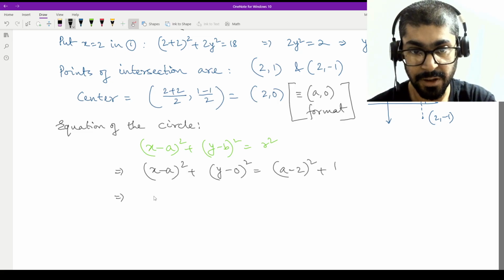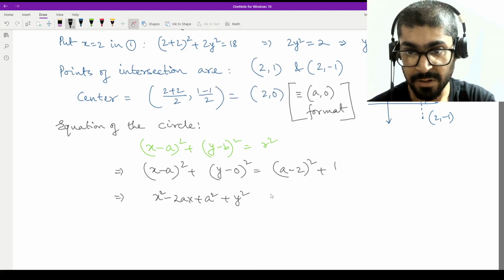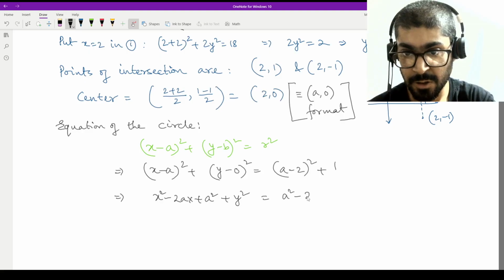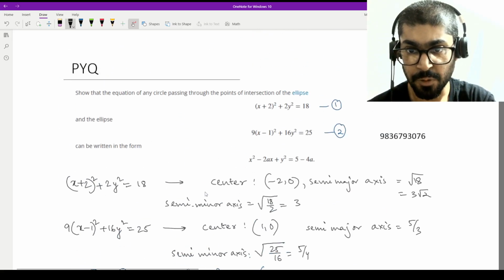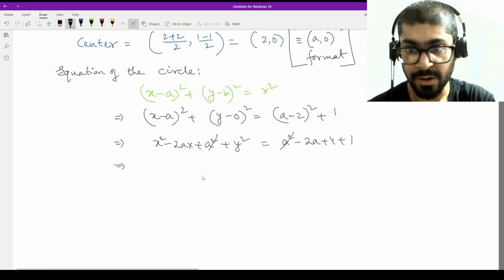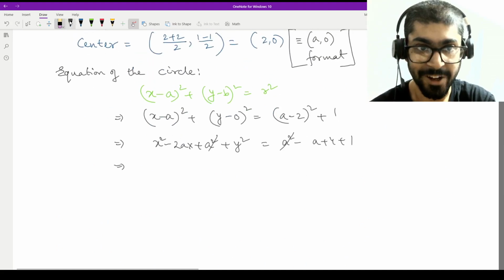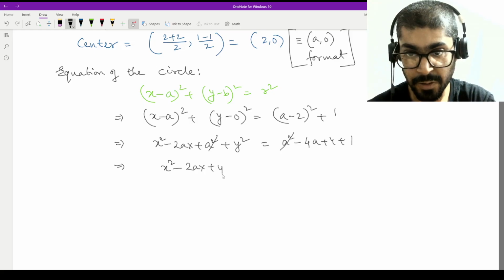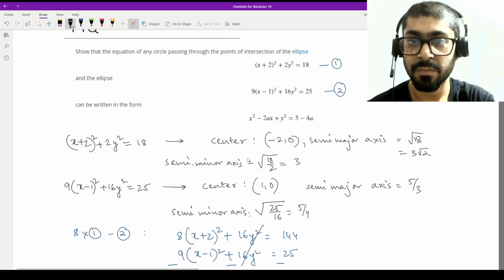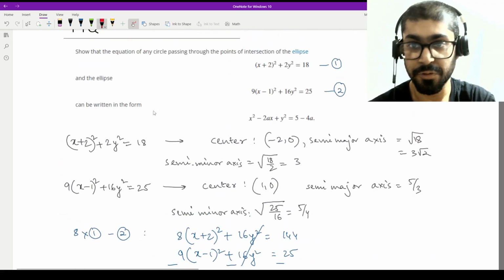So this becomes x square minus 2ax plus a square plus y square is equal to a square minus 2a plus 4 plus 1. So I think a square gets cancelled, yeah, and I get x square. Okay, so this is not 2a, this is 4a. Now this becomes x square minus 2ax plus y square equal to 5 minus 4a, right? Exactly what we had to prove.